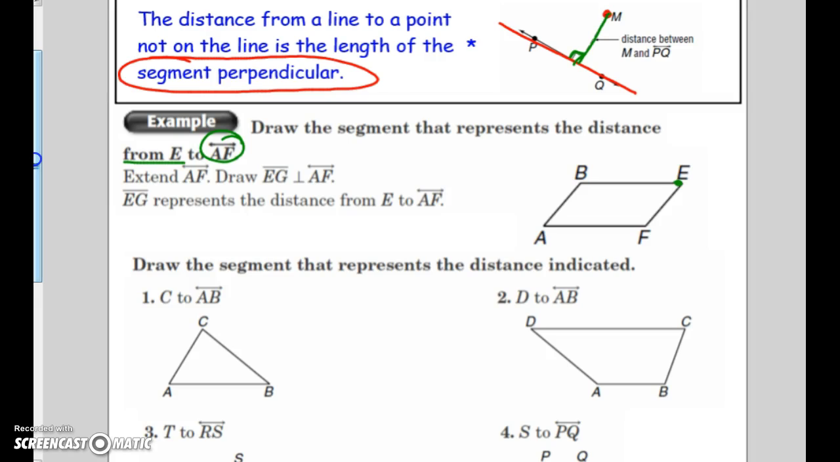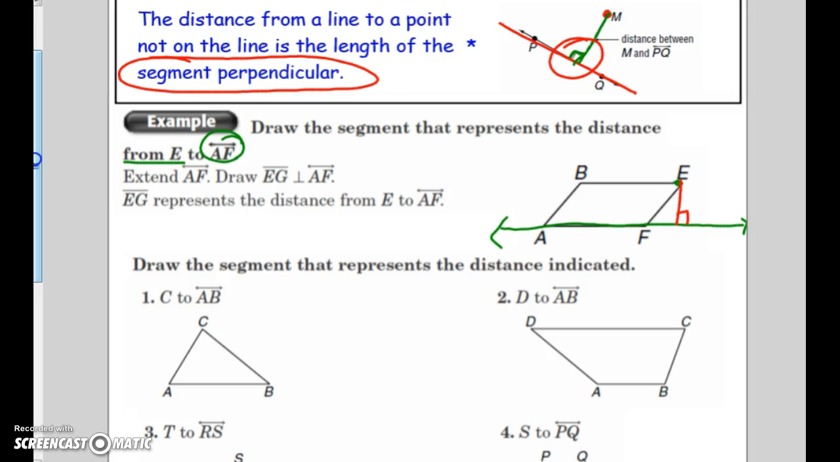Now, the problem with your visual here is AF is a line, and a line keeps going, correct? So this line right here is extended. What do I need to find? What do I need to create? A right angle. So what would I do to this picture to make a right angle? Just drop it straight down. Good. Just drop straight down. This is my 90 degrees.